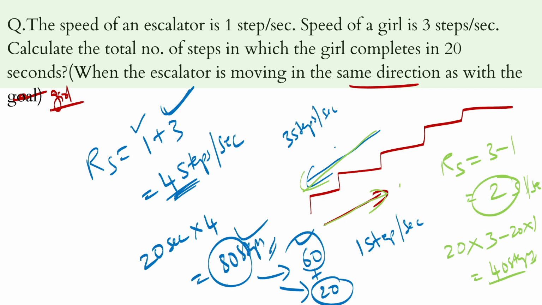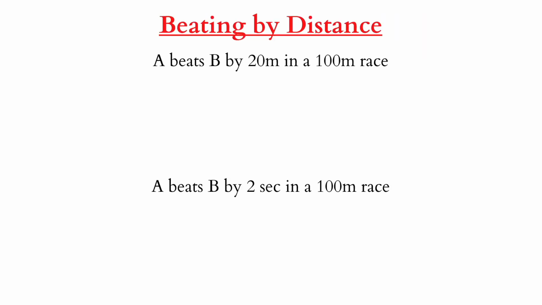Now if the escalator is switched off, the girl's speed is its original speed, right? 3 steps per second. So in 20 seconds, the girl completes 60 steps. So the first slide we discussed, right? When the escalator is switched off, the number of steps is constant, right? So understanding that concept in escalators is important to solve some tricky, difficult level questions. Now let's move on to races and tracks, where we will come across some different terminology. Let's look into them one by one.